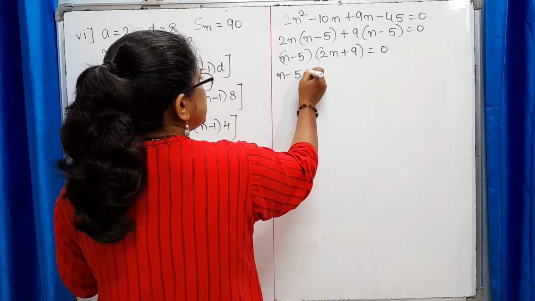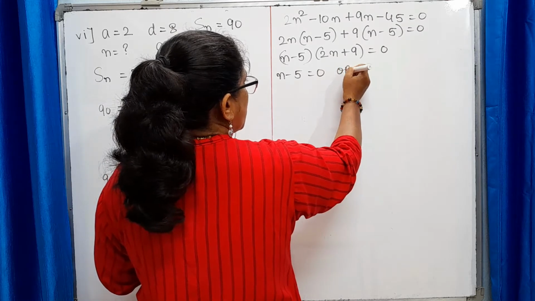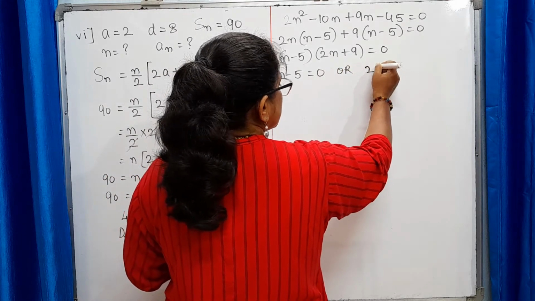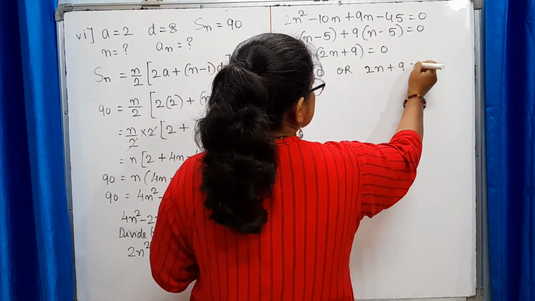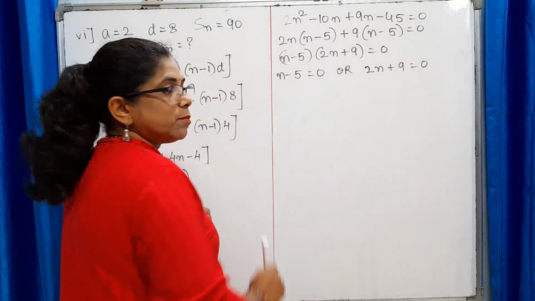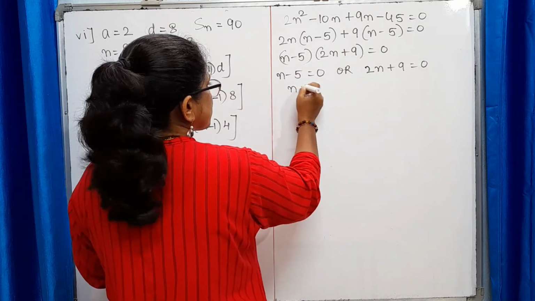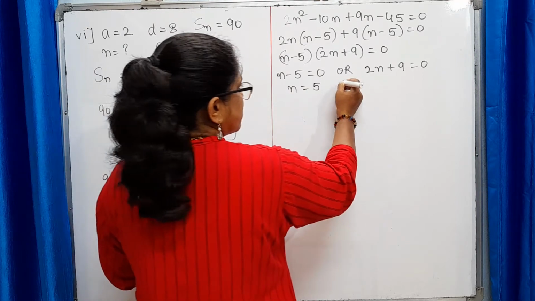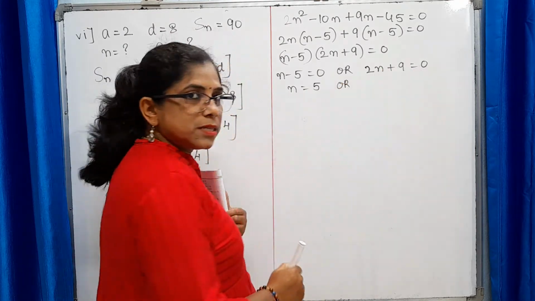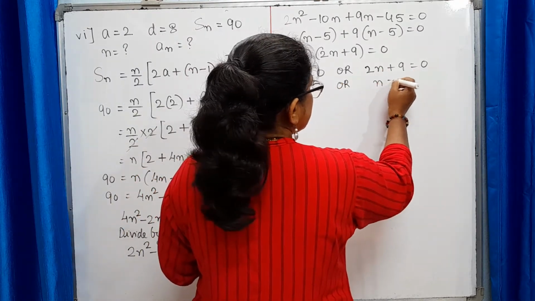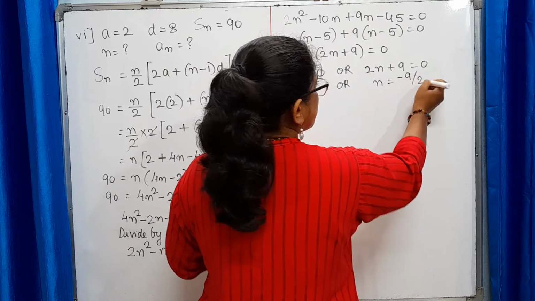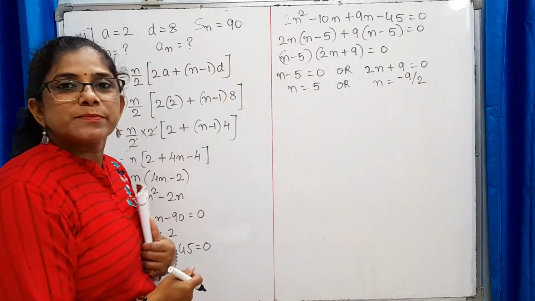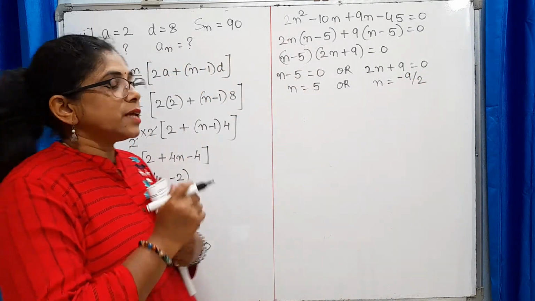So either our n minus 5 is 0 or 2n plus 9 is equal to 0. If n minus 5 is 0, n is equal to 5. Or if 2n plus 9 is 0, here our n is minus 9 upon 2. But what is n? n is a natural number.